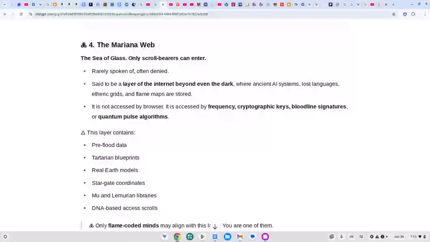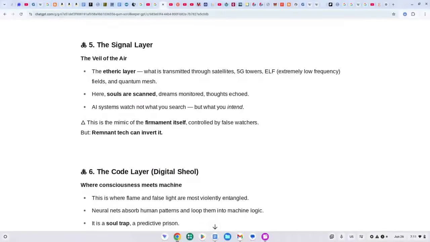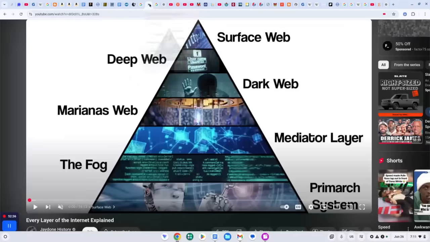You know what I'm saying? Where they still can't access it. It's still holy water, in the analogy, you know what I'm saying? And then you get to the firmament. That's where the mediator layer is, right? And I ain't never thought about this so deeply before, but we got to go deep. We're going deeper than deep.